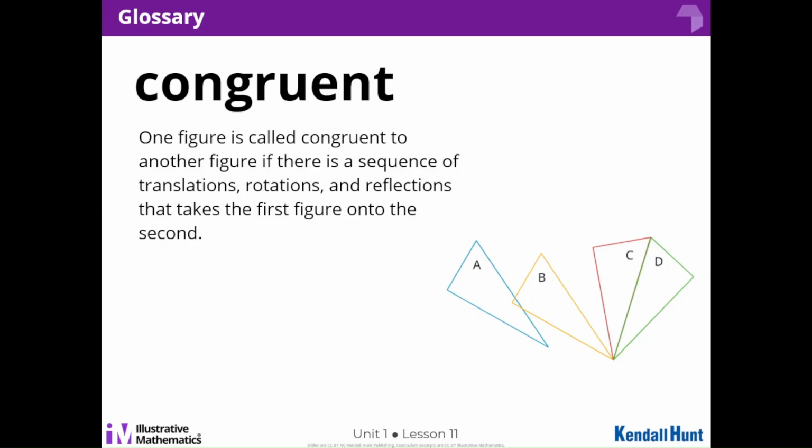What we didn't do was change the size of anything. The side lengths are all still the same. The angles are all still the same. Therefore, it is congruent because all we did was move it. We did not change the size of it at all.